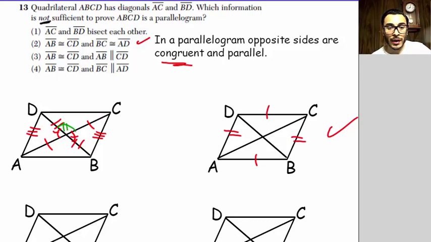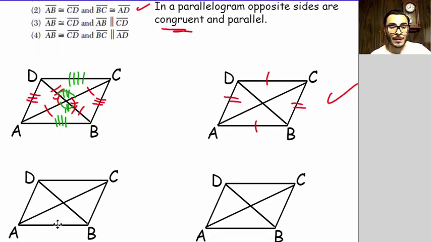And then, obviously, the same can be said about these triangles here, because we know that these angles are congruent since they're vertical, so therefore I know that these sides are also congruent, and then there you go, I just proved this a parallelogram, opposite sides are congruent. So this is actually enough. That is sufficient. Let's look at choice 3. Choice 3 says AB is congruent to CD. Okay. AB is parallel to CD.